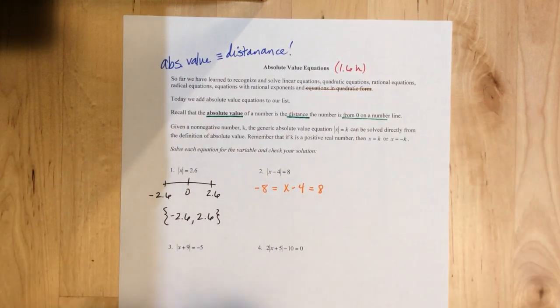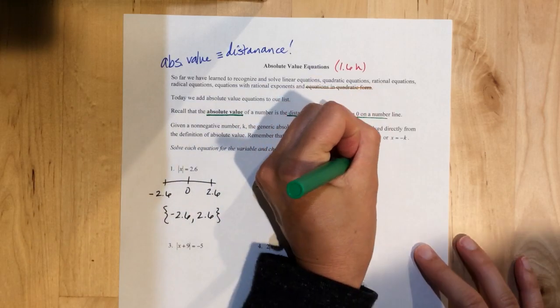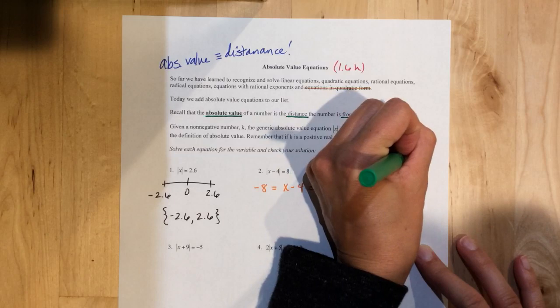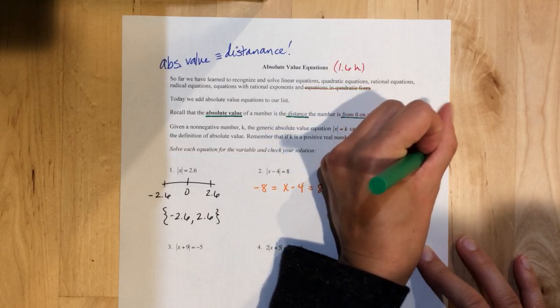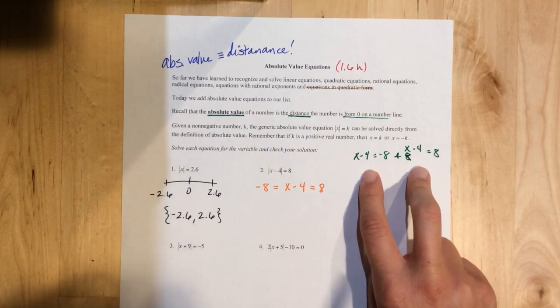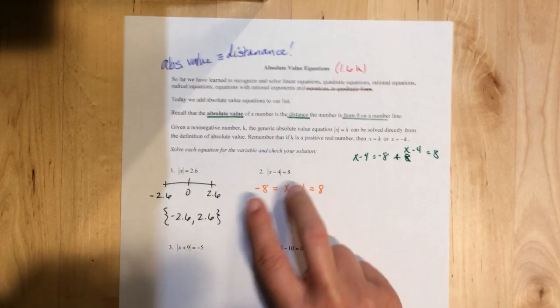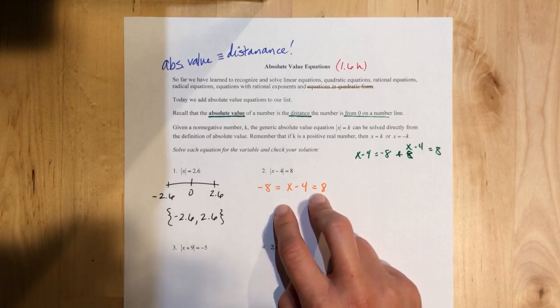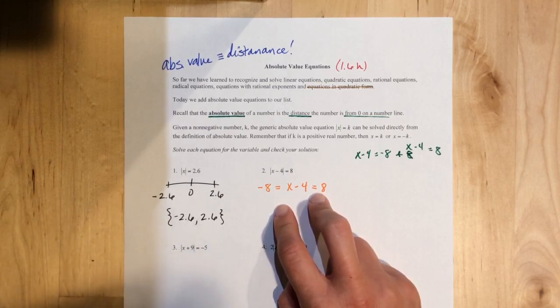This is the same thing as having x minus 4 equals negative 8, and x minus 4 equals positive 8. But rather than doing it in 2 different equations, I like to do it just in one fell swoop. Okay, just time management, if you would.